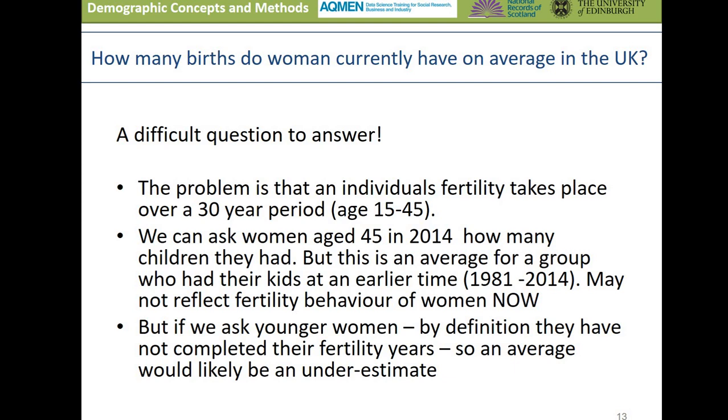So we can ask a woman who is 45, say in 2014, how many children they've had, but this is an average for a group who had their children at an earlier time between the period 1981 to 2014. And it might not reflect the fertility behaviour of women now. But if we ask younger women in 2014, by definition, they haven't completed their fertility years, so an average would likely be inaccurate.